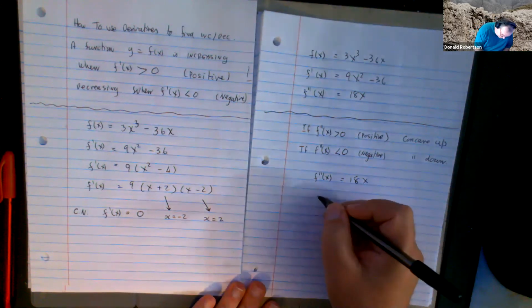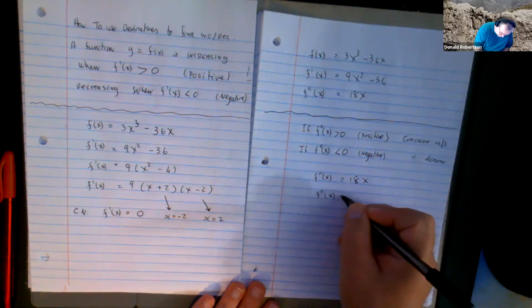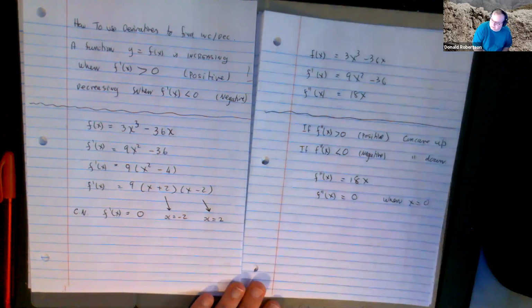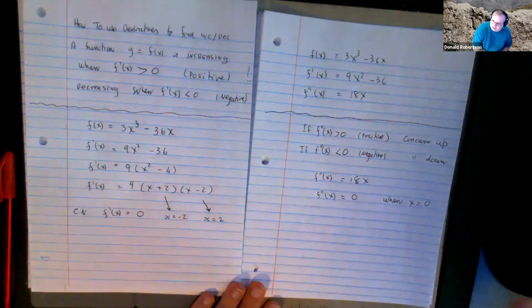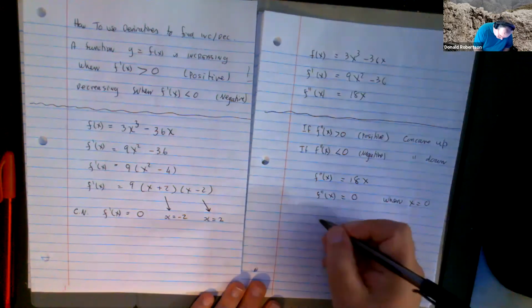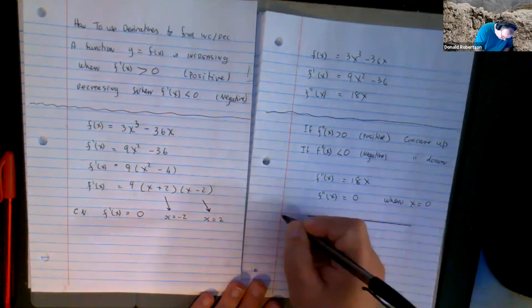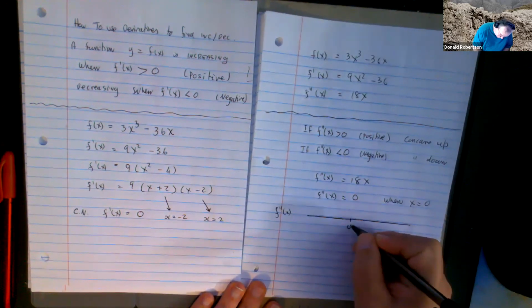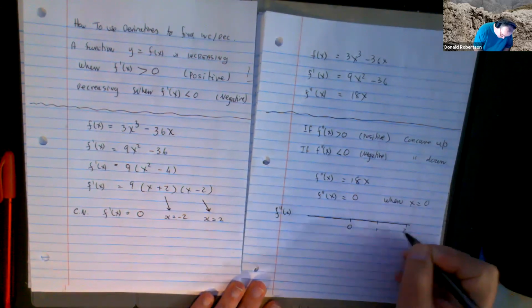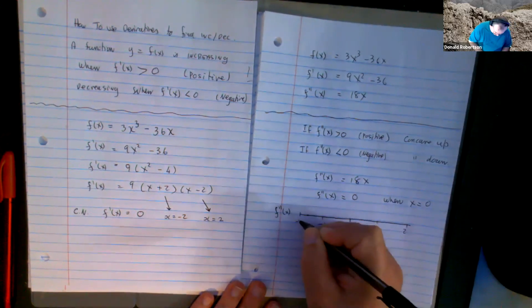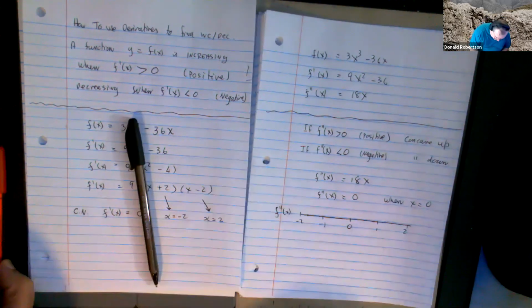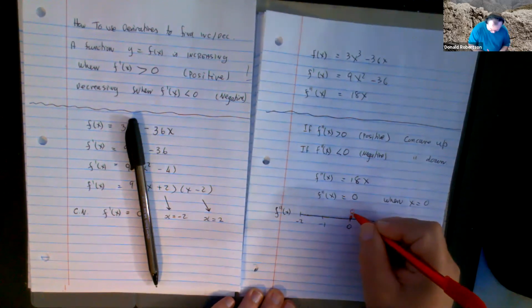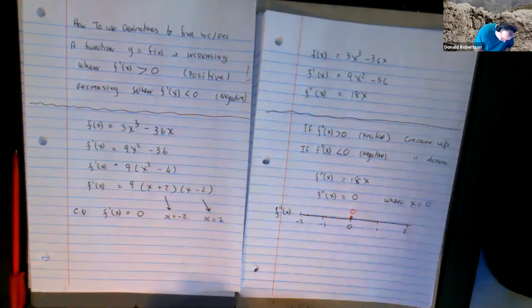Would you agree that it's equal to 0 when x equals 0? Right, 18x is 0 when x is 0. I draw a number line, just like I did before, a much smaller number line. And this number line is going to contain information about the second derivative. Well, I know that at x equals 0, the second derivative is 0. And I do test points.